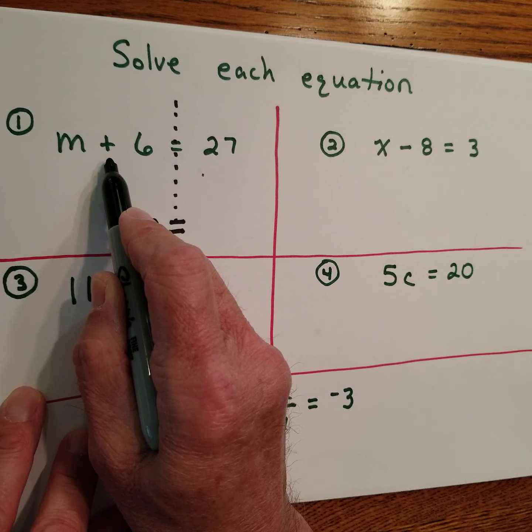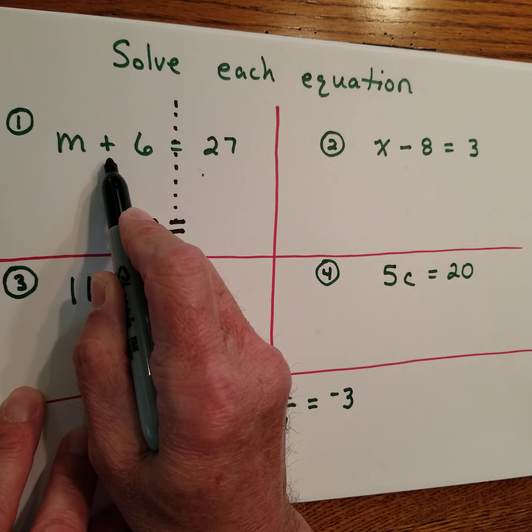Now 6 minus 6 is 0, plus m is m. And 27 minus 6 is 21. 21 is my final answer. I'll circle that. How do I know 21 is my final answer? Because if I were to plug it in back here, 21 plus 6 is 27.